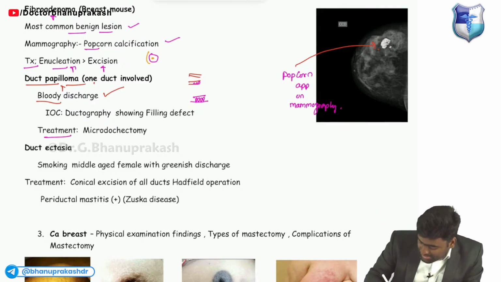And for treatment of this duct papilloma, we'll remove this one duct by a procedure known as microdochectomy.